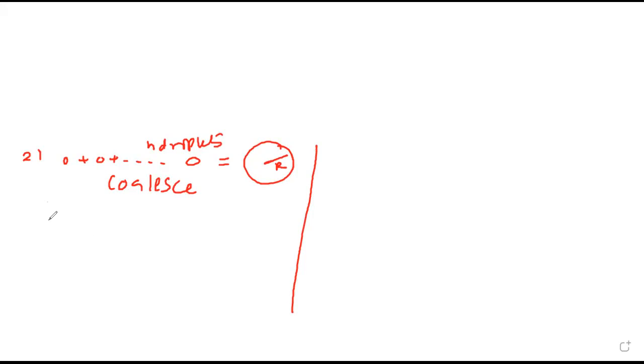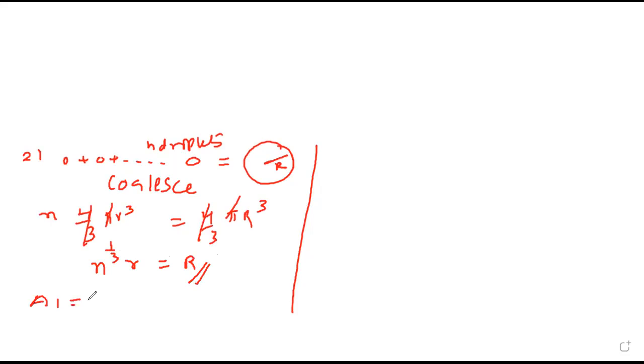Volume will remain the same. N times 4 by 3 pi r cube is 4 by 3 pi capital R cube. So 4 by 3 pi and 4 by 3 pi cancel. So n raised to 1 by 3 into small r is capital R.